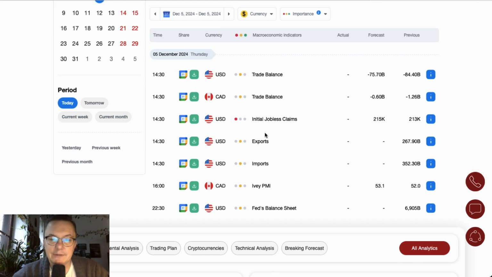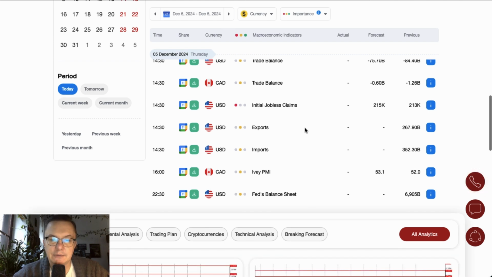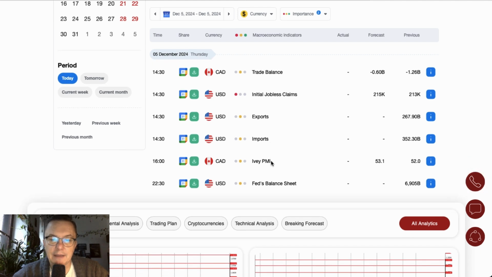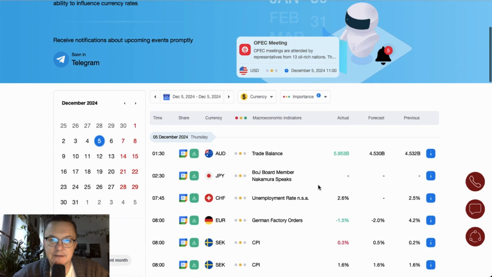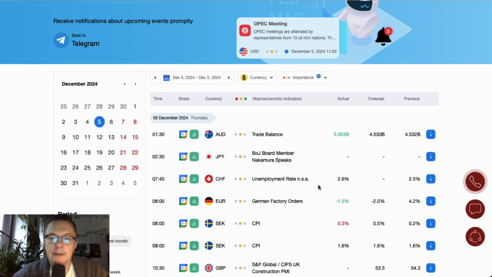The main event of today, initial jobless claims, is scheduled for release at 2:30, together with exports and imports. Then we get the Ivey PMI data from Canada at 4 o'clock, and at the end of the day, the Fed's balance sheet is scheduled for release at 10:30. So, not that busy a day like yesterday. Nevertheless, some important data releases are scheduled today as well. Let's jump to the technical part of our review. We are going to start with euro-dollar.